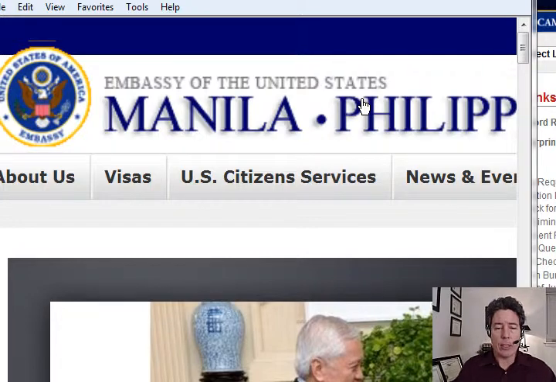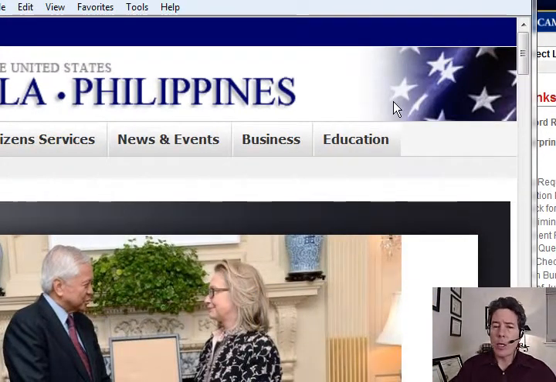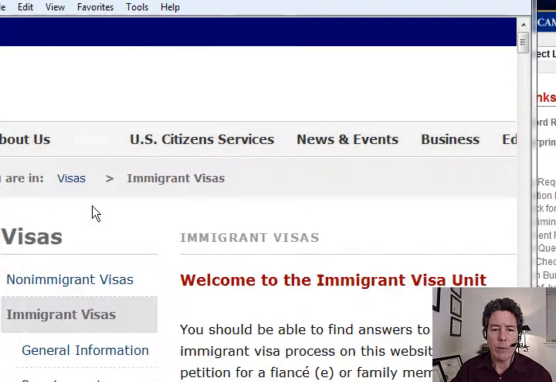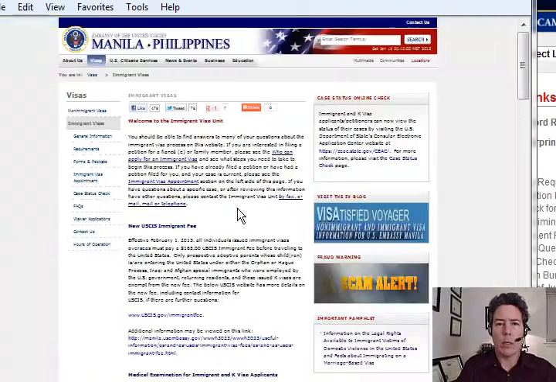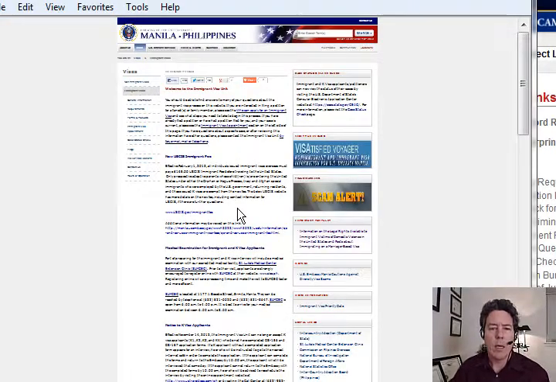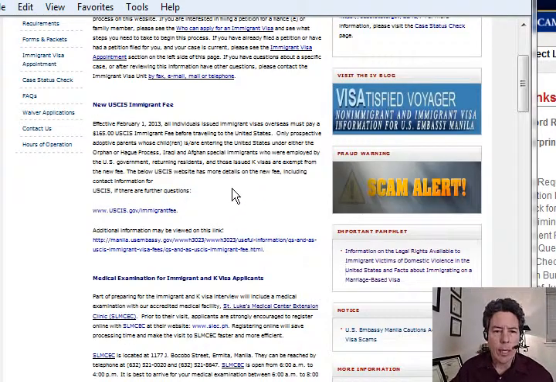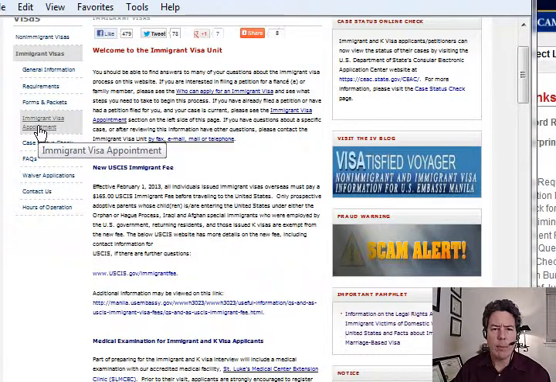Now, it can be challenging. I'm going to tell you, man, it really can be challenging because a lot of times there's not a lot of good information on the embassy site about fingerprint stuff. But let's check it out. Here's immigrant visas. Let's go check on immigrant visas here. I'm going to make this smaller. Okay, maybe a little too small. Sorry. Going to go to immigrant visa appointment.